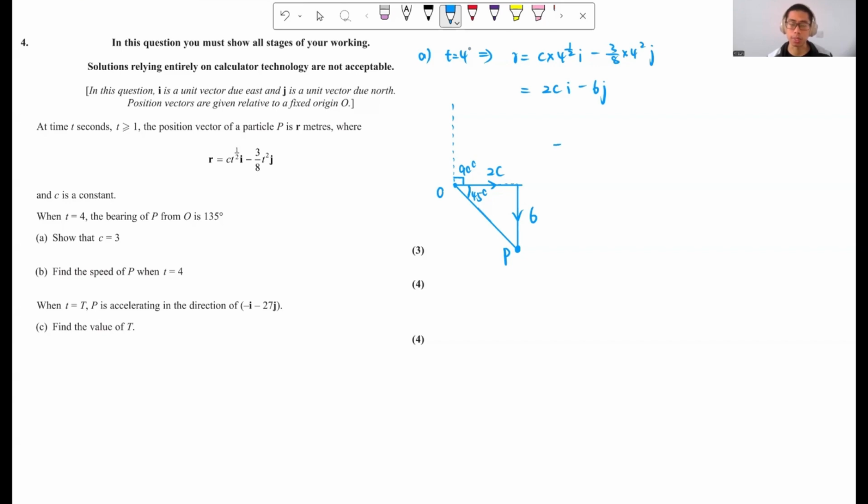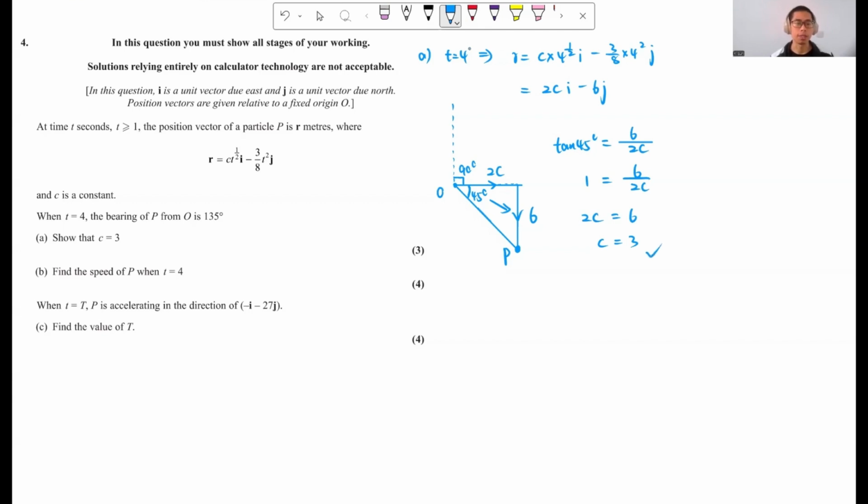So we can use tan 45 is equal to opposite, which is 6, over adjacent, which is 2c. And tan 45 is equal to 1. So 1 is equal to 6 over 2c. So 2c is equal to 6. So c is equal to 3. That's what they have to show.